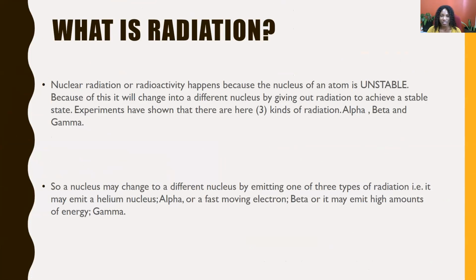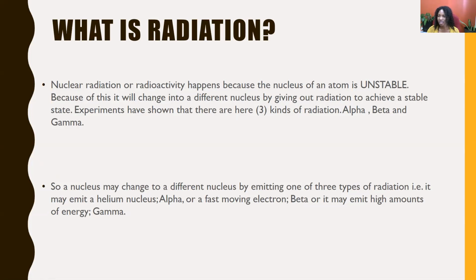All right, so let us now jump into radiation. Nuclear radiation or radioactivity happens because the nucleus of an atom is unstable. Because of this, it will change into a different nucleus by giving out radiation to achieve a stable state. And experiments have shown that there are three types of radiation: alpha, beta, and gamma. Now, what happens is that when an atom is in an unstable state, it needs to release some of the energy in order to achieve back a stable form.